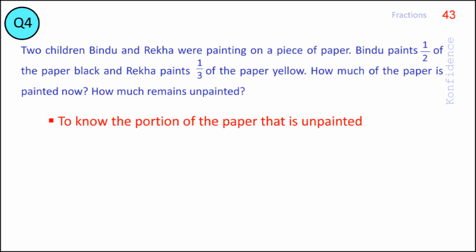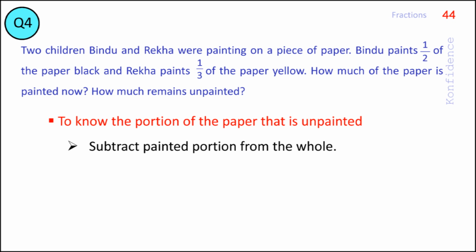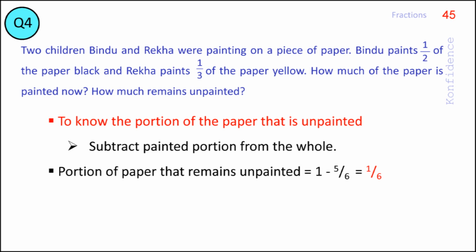Now if we want to know the portion of the paper that is unpainted, then we need to subtract 5 by 6, the painted portion, from 1, the whole. 1 minus 5 by 6 will be 6 by 6 minus 5 by 6, which is 1 by 6. Note that we are rewriting 1 as 6 by 6 in order to have the same denominator. So 1/6 of the paper remains unpainted.